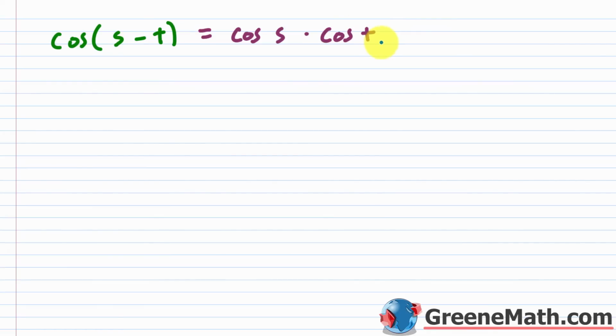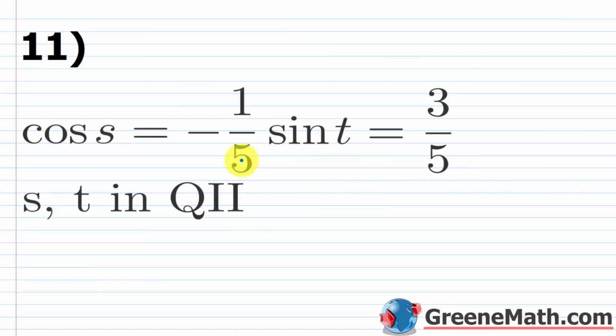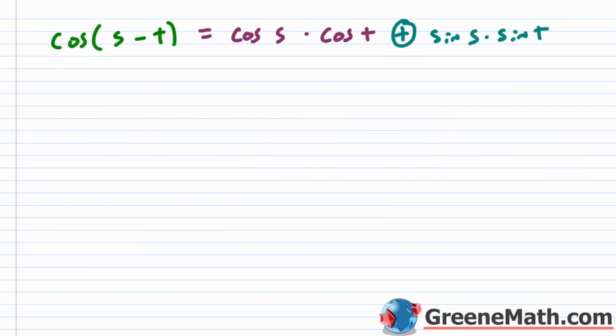Now, whenever you put a plus next to a t, it's always confusing. So let me circle this so we know this is a plus. You have your sine of s times your sine of t. All right. So we are already given the cosine of s is -1/5 and the sine of t is 3/5. So how can we get the cosine of t and the sine of s?